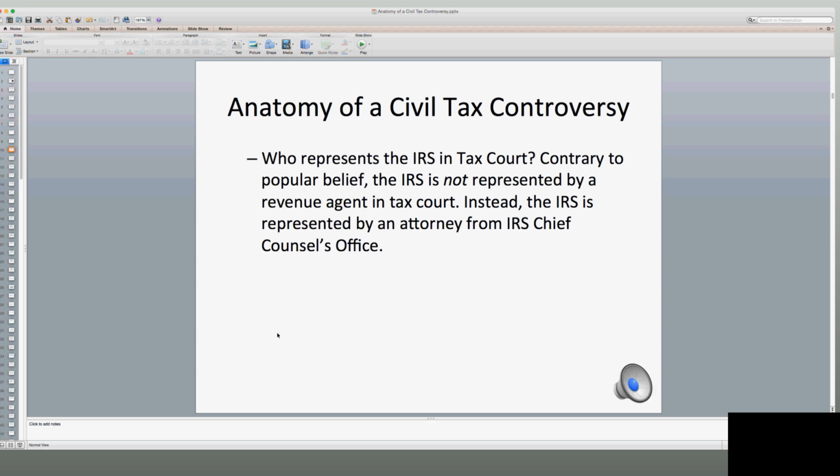Now, while the IRS is represented by an attorney from Chief Counsel's office, the taxpayer does not have to have an attorney representing him or her in tax court, so long as the person is certified to appear in tax court and licensed. It can be a tax preparer, a CPA, an enrolled agent, anyone who has passed the requirements for practicing before the U.S. Tax Court. So it doesn't have to be an attorney.